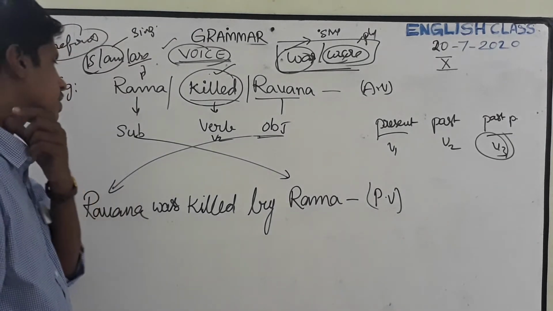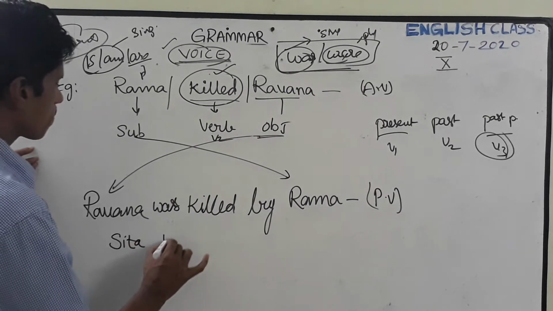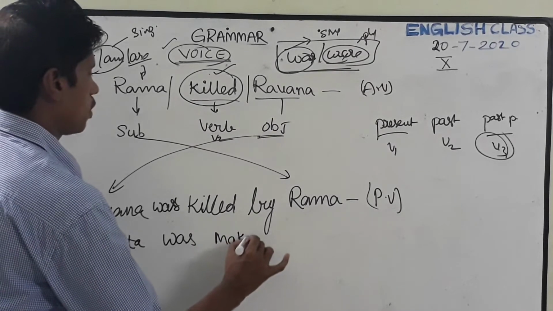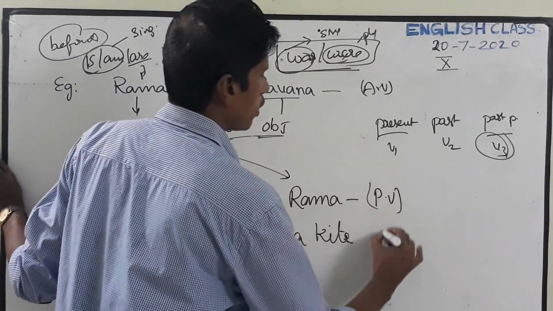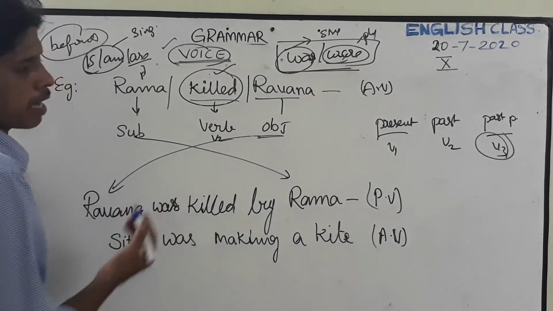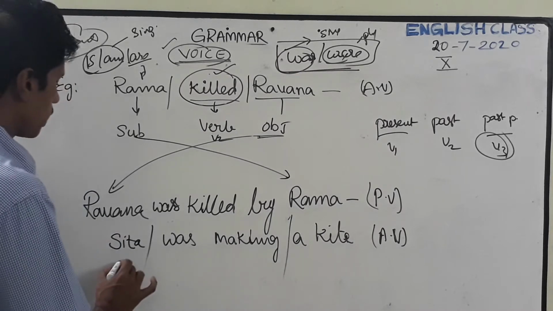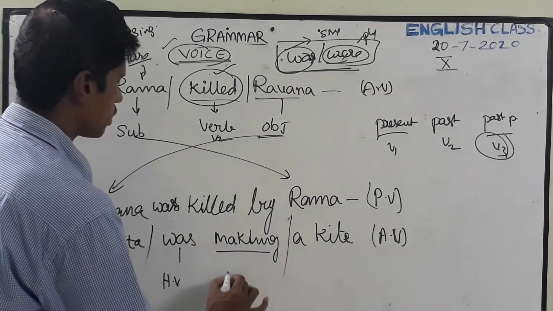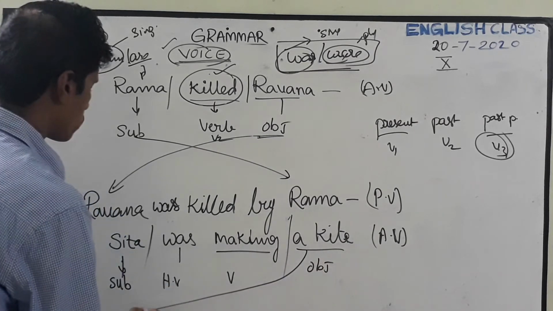How do you understand? Here in the example, Sita was making a kite. Here it is active voice, and you want to change it into passive voice. In the same way, divide the sentence into three parts: subject, verb, object. Sita is the subject, was is the helping verb, making is the verb form, and a kite is the object. Right? As usual, a kite comes to the subject's place and Sita goes to the object's place.